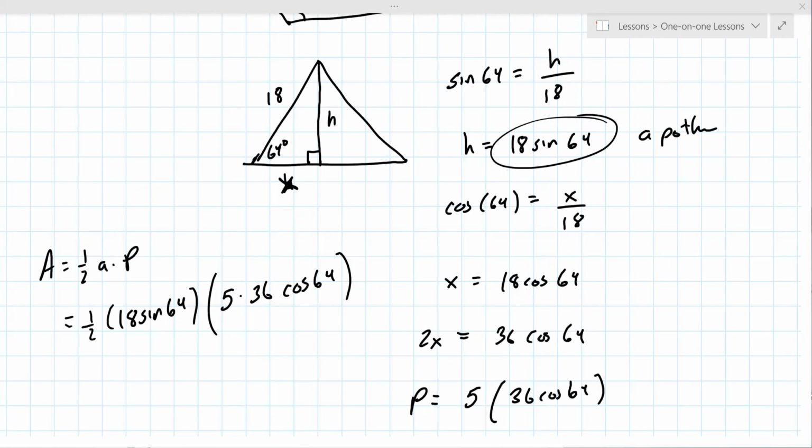We'll get that stuff plugged in. So the formula is area equals 1/2 times the apothem times the perimeter, and that's where there's just a lot of stuff going on, because the apothem is 18 times sine 64 times the perimeter, which is 5 times 36 cosine 64. And then we'll get a number for that.